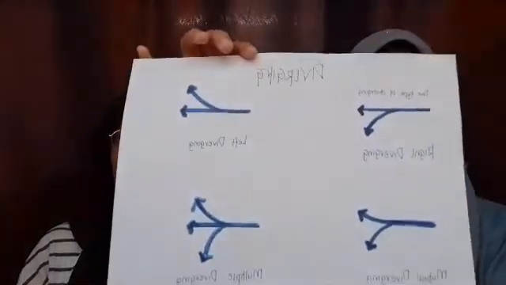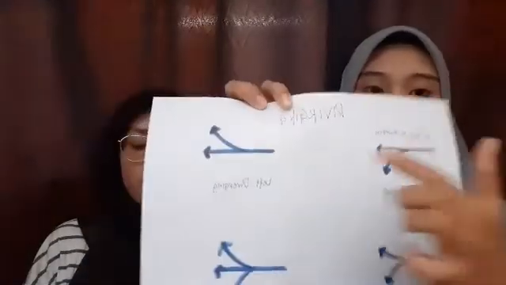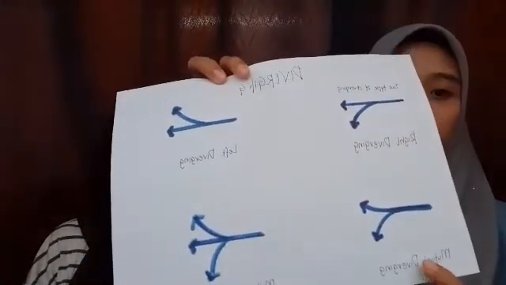Next, I will talk about the definition of diverging. Diverging is two directions of traffic on the non-freeway road crossing to the opposite side on both sides of the bridge at the freeway. The types of diverging are right diverging, left diverging, mutual diverging, and multiple diverging.